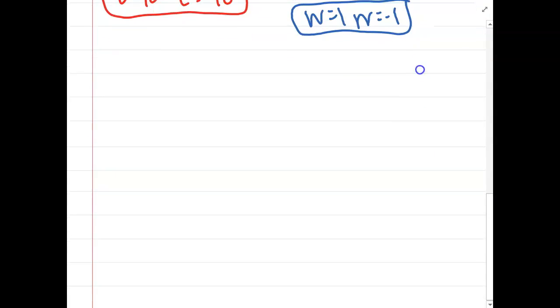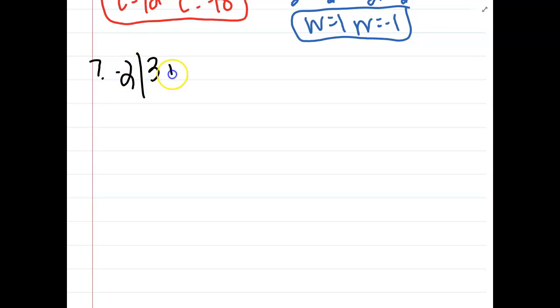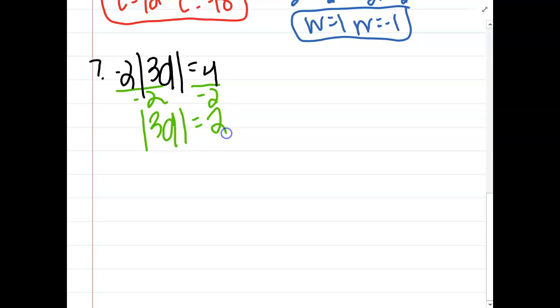Okay? Okay, let's try this one. Number 7. What if I have negative 2 times the absolute value of 3d equals 4? Okay, what's the first thing I would need to do here? I need to get rid of that negative 2, so I would divide by negative 2. So I'd end up with the absolute value of 3d equals negative 2.